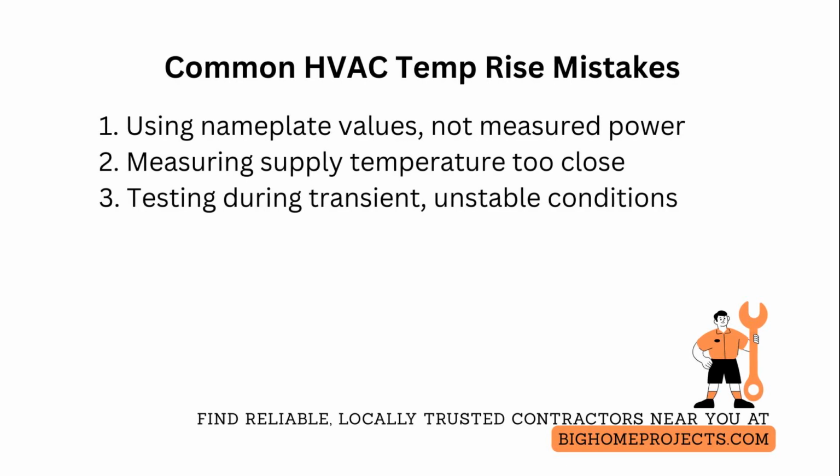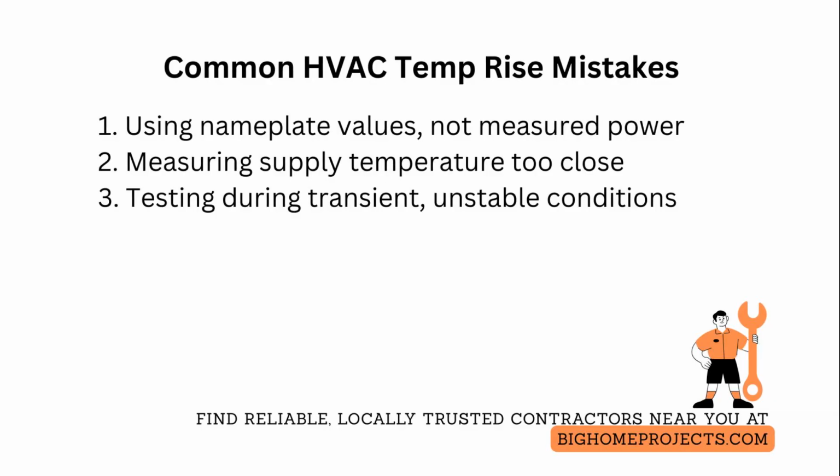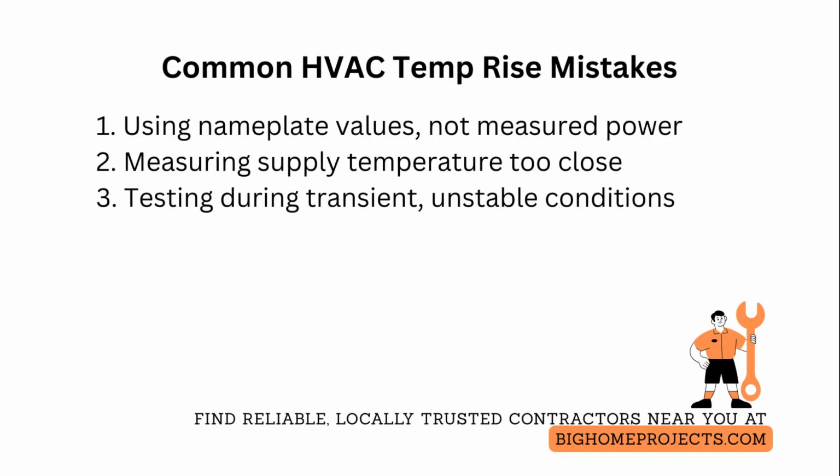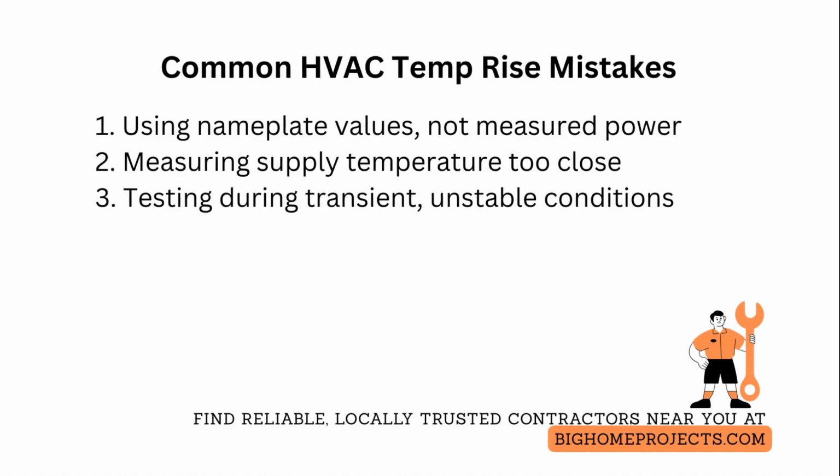Another common error in airflow measurement for furnace temperature rise is taking supply temperature too close to the heater or at a single point, which exaggerates temperature differential and underestimates airflow. The fix is to measure downstream beyond the mixing length, average multiple supply points, and average multiple return points for a stable delta T.